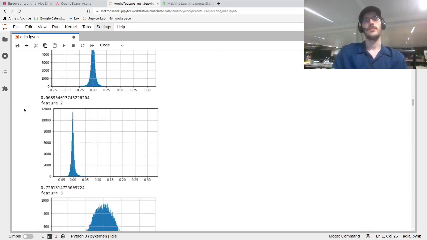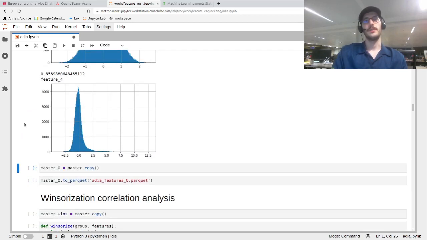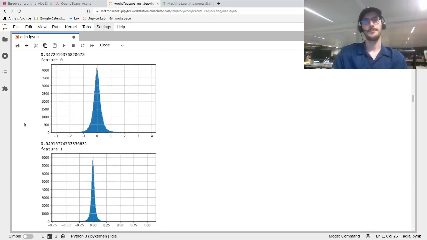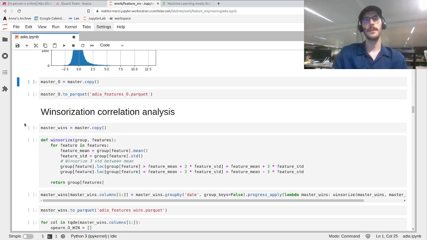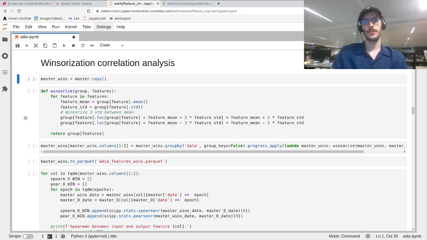Yeah, and these are the features after orthogonalization. They behave much better, which is good news. And I'm also going to share the files. So yeah.